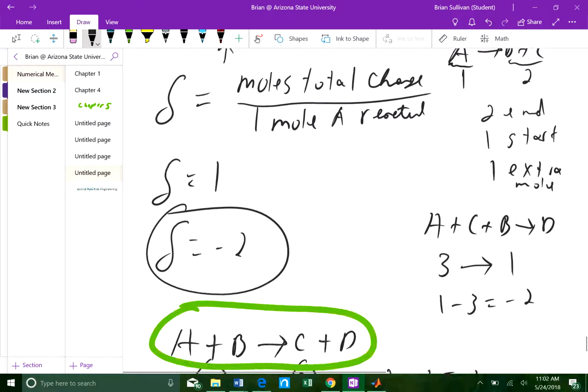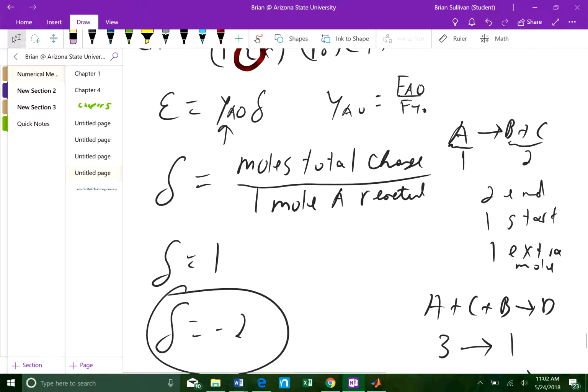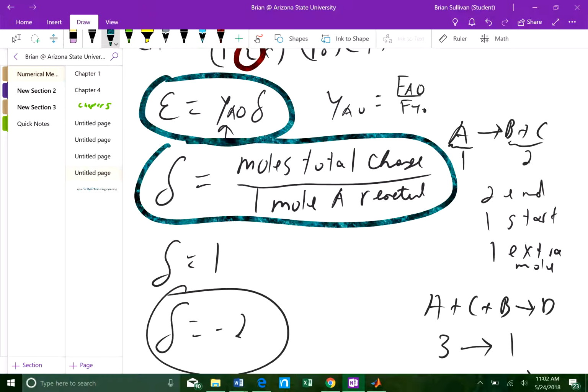And I hope that this definition of gamma, or even the expansion factor E, makes sense. Okay, so yeah, I thought I'd clear that up.